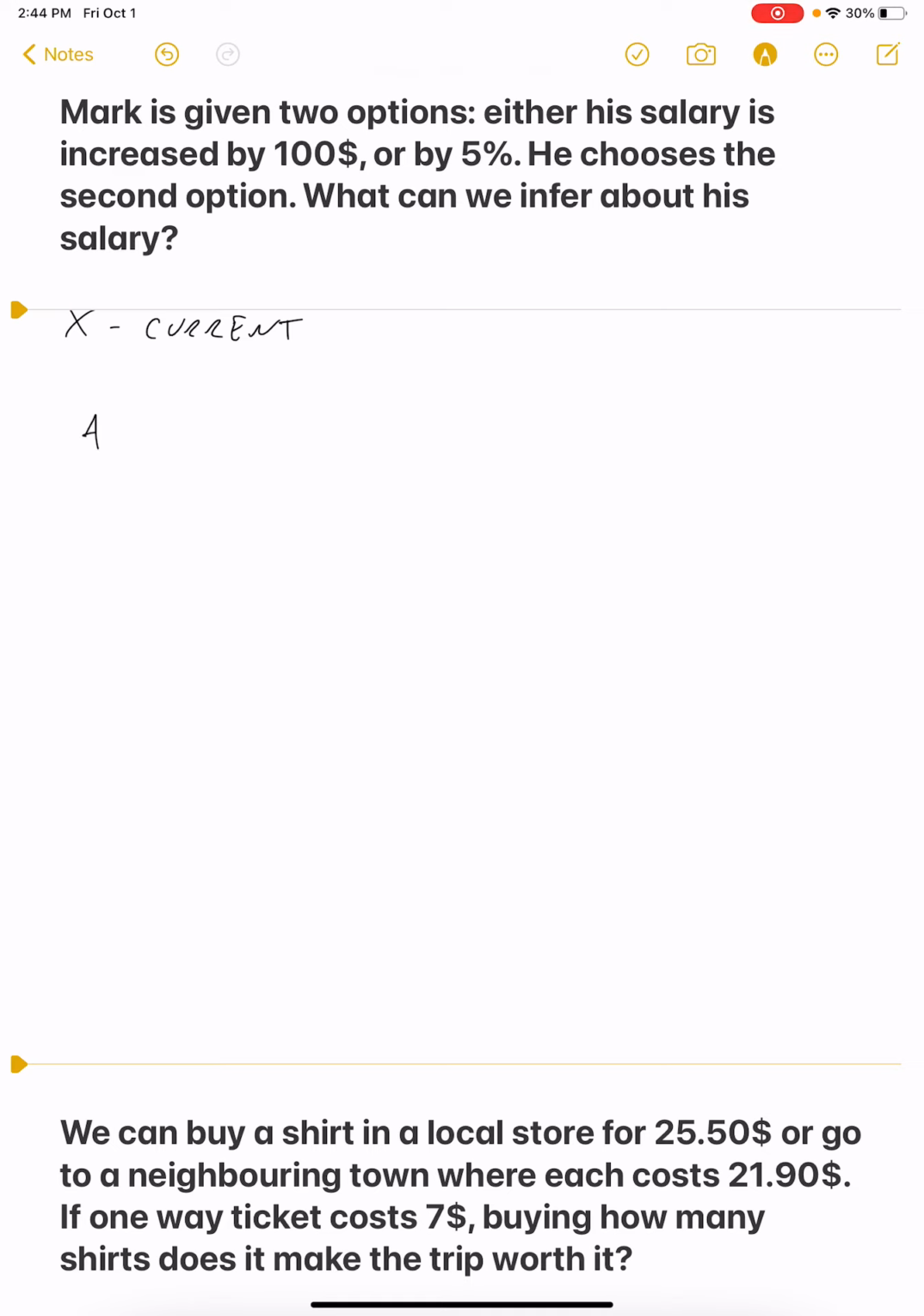So the option A means that his salary would increase to X plus $100. The option B means that his salary increases by 5%. So his new salary would be X plus 5% of X, or to be explicit, X plus 0.05 times X.